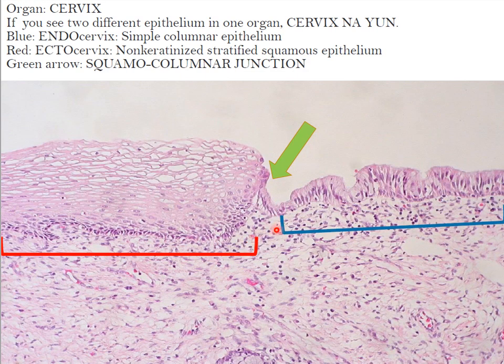So, in much higher objective, ito yung ating simple columnar epithelium. So, itong part na to is your endocervix. And dito naman sa part na to, flat cells, so squamous yan. Multiple stratified squamous. Walang keratin sa taas, so non-keratinized stratified squamous. Ito yung ectocervix.